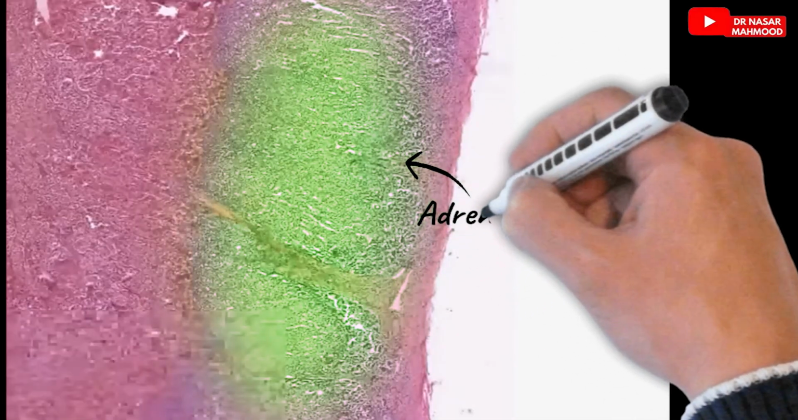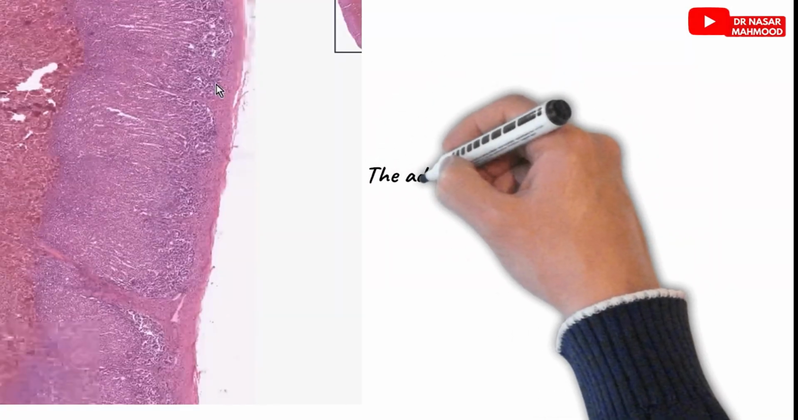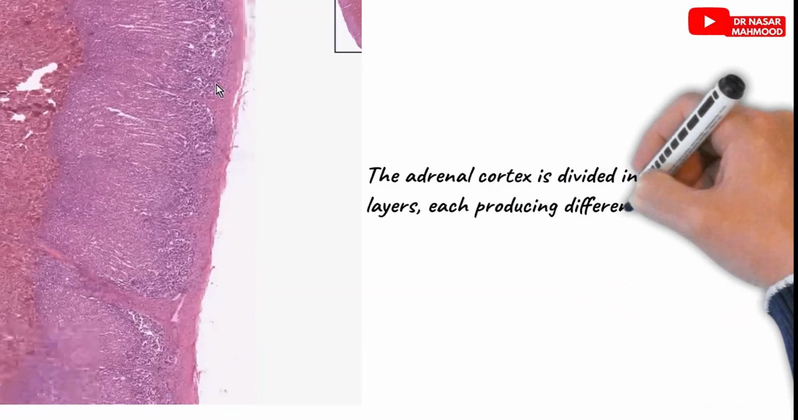The adrenal cortex. Just beneath the capsule lies the adrenal cortex. This is the outer portion of the adrenal gland and it produces steroid hormones. The cells of the cortex often appear pale or foamy under the microscope. This is because they contain lipids and cholesterol, which are used to produce steroid hormones. The adrenal cortex is divided into three distinct layers, each producing different hormones.